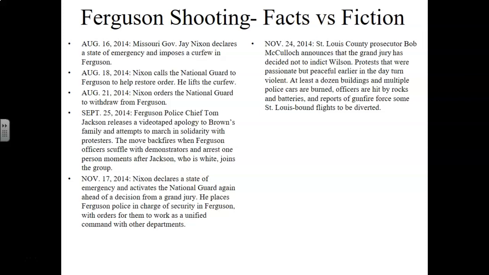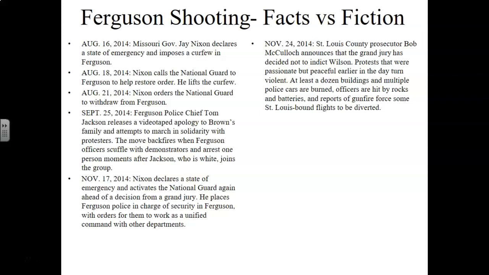Basically, what's happening around November 17th is St. Louis County prosecutors go to a grand jury and try to determine whether or not to press charges on the police officer. And they were given a heads up that the decision was going to be announced relatively soon. And so Nixon starts to gear up for that decision.